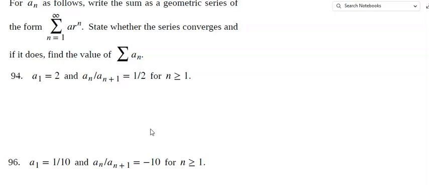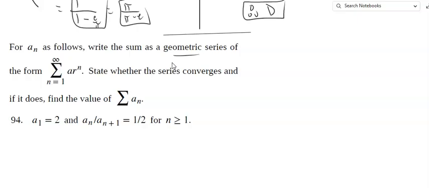So far that's what we know, and they're going to focus on geometric series for a bit more. They say, and notice the book always calls a instead of a sub 1, for a sub n as follows, write the sum using geometric series of this form, state whether the series converge or diverge. All right, well, they're telling me this is a geometric series.